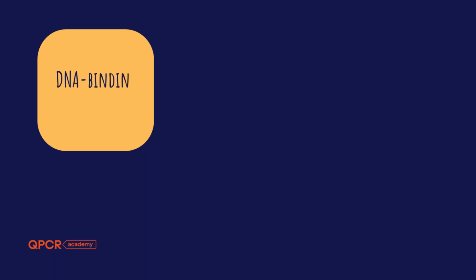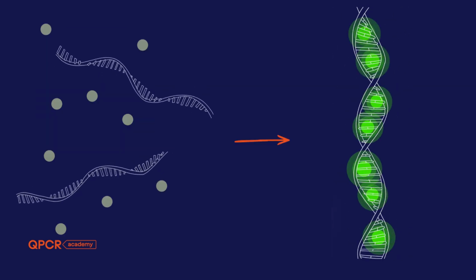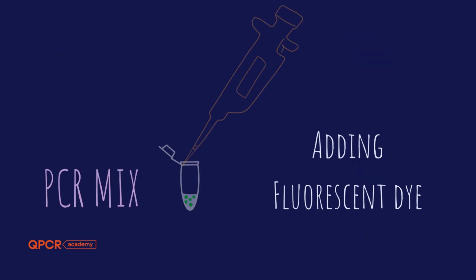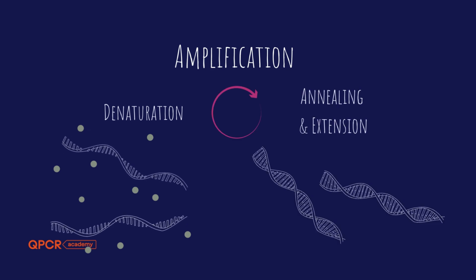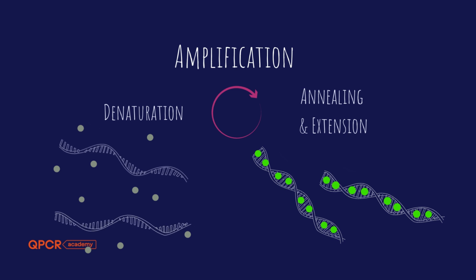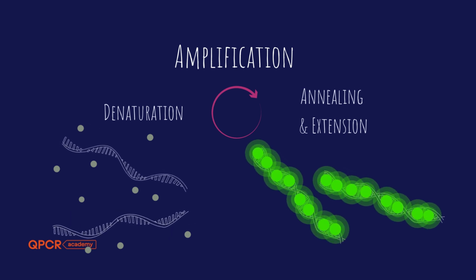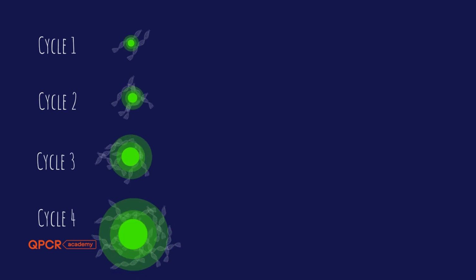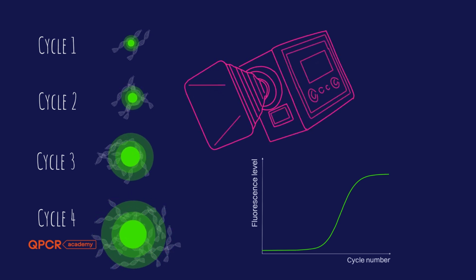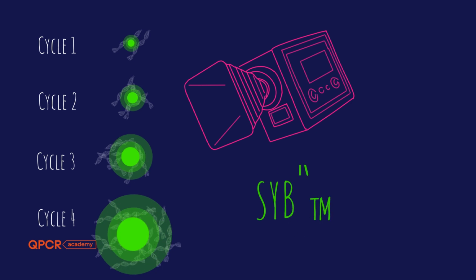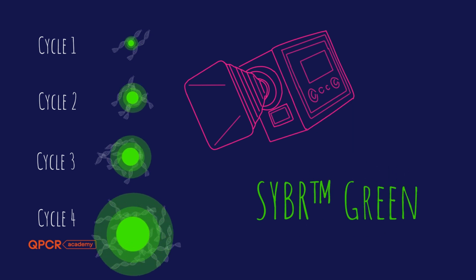Let's start with DNA-binding dyes. DNA-binding dyes emit fluorescence only when bound to double-stranded DNA. The dye is added directly to the PCR reaction mix. As amplification progresses, more double-stranded DNA is produced, and the dye binds to these newly formed DNA molecules. Once bound, the dye fluoresces. As PCR product accumulates, the fluorescence signal increases proportionally. The qPCR instrument measures this signal during each cycle, allowing amplification to be monitored in real time. The most commonly used dye in this category is SYBR.